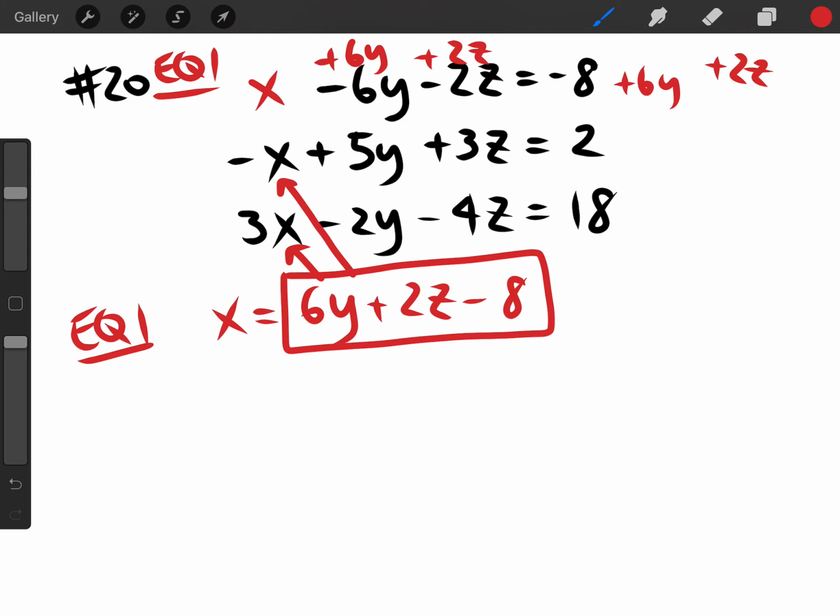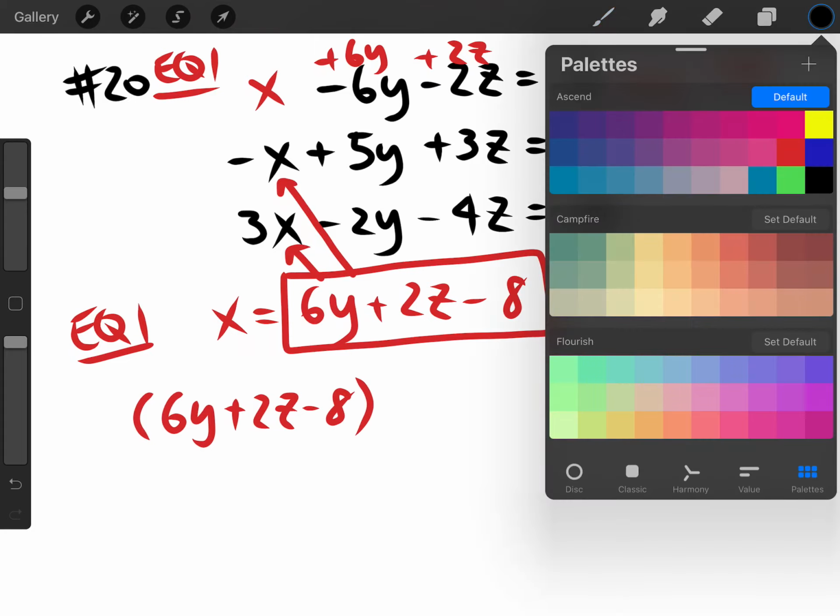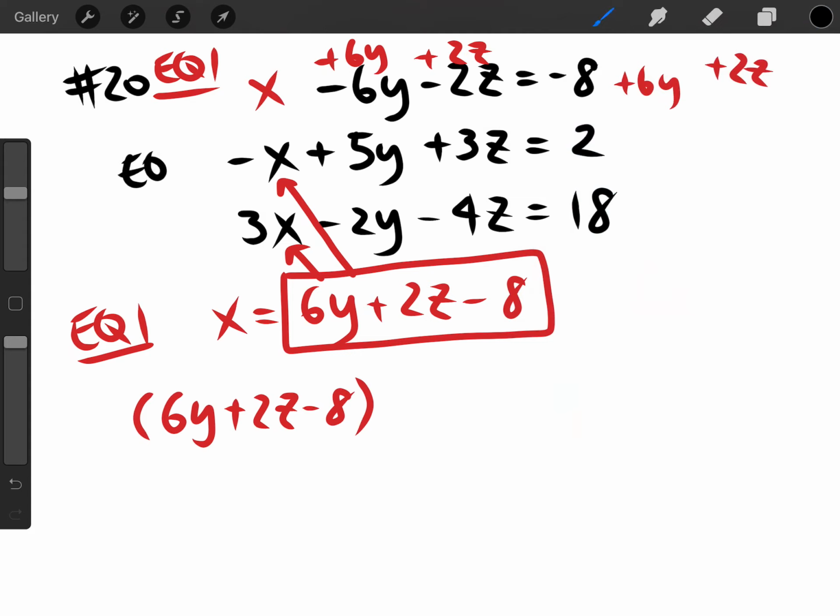If you plug it into the second equation, it's going to look like this. I'm just going to rewrite the expression. I'll put the parentheses, and then I'll use the black. So this is equation number 2, right? Make sure that you have a negative in front of the x, plus 5y plus 3z, which equals 2.